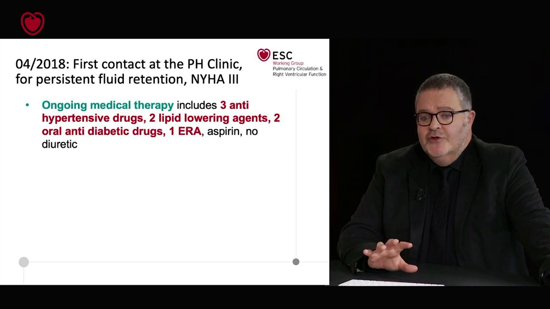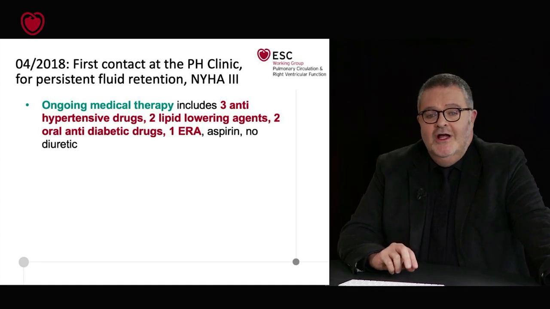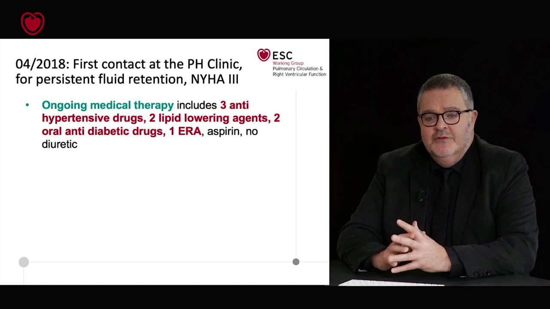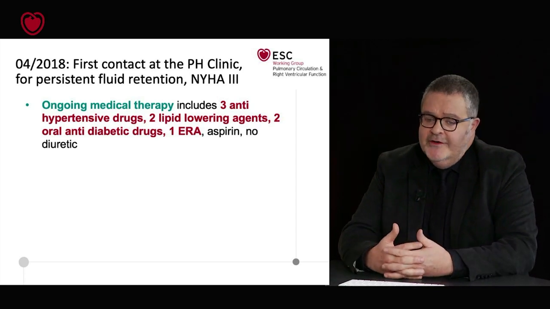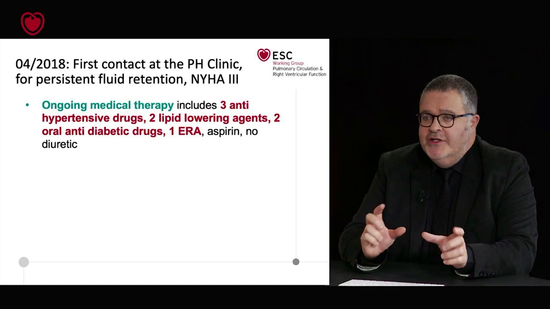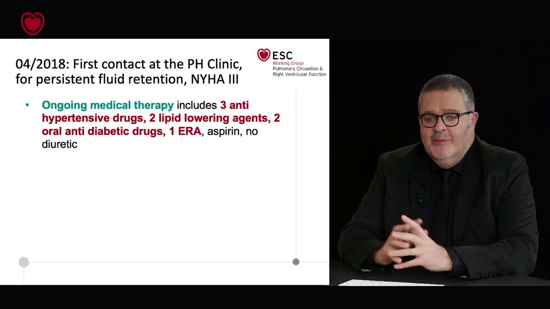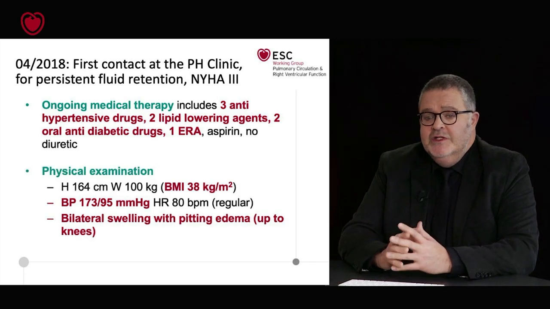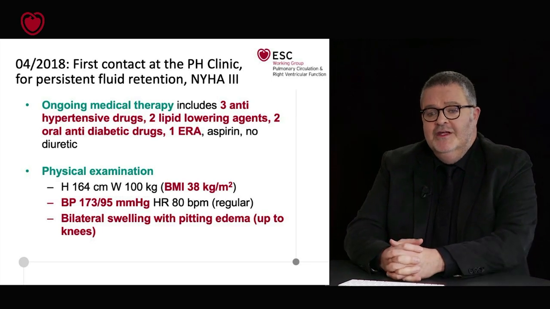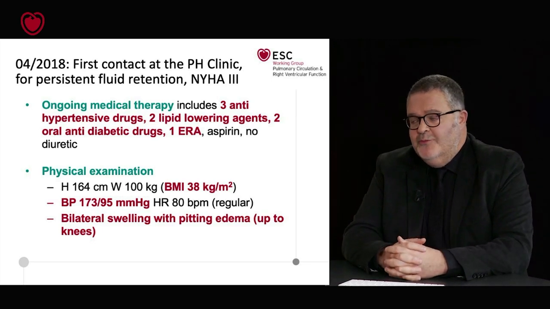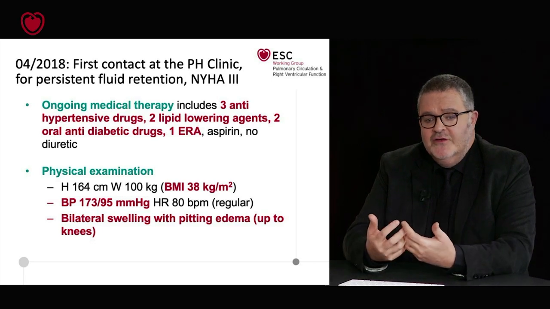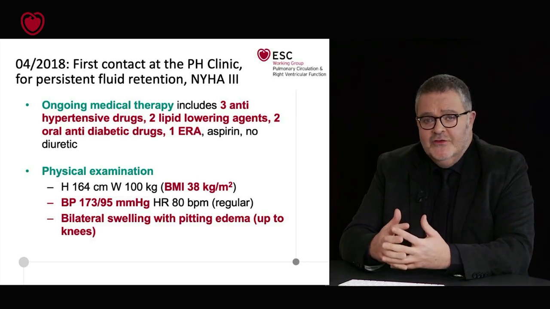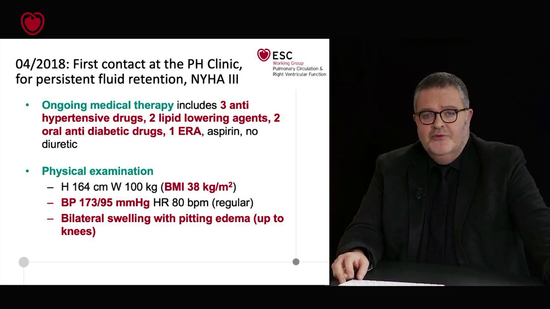Her medical treatment ongoing included 3 antihypertensive drugs, 2 lipid-lowering agents, 2 oral anti-diabetic drugs, 1 endothelin receptor antagonist, aspirin, and no diuretic. At the time she was at the clinic, she was on and off on furosemide once in a while, but she was not constantly put on diuretics. So the physical examination we did confirm obesity. BMI was at 38 kilograms per square meter. She had high blood pressure, and unsurprisingly, she had bilateral swelling up to the knees with pitting edema. So she was really obviously not properly decongested at the time we saw her.